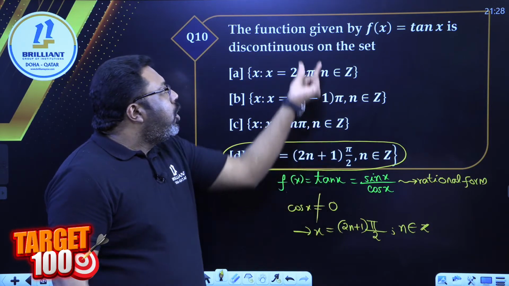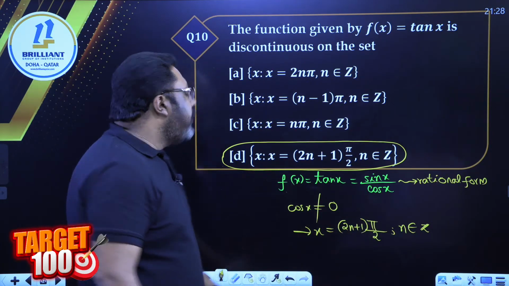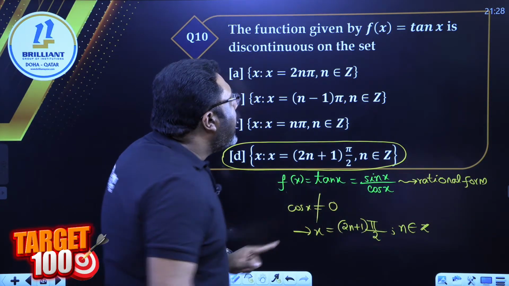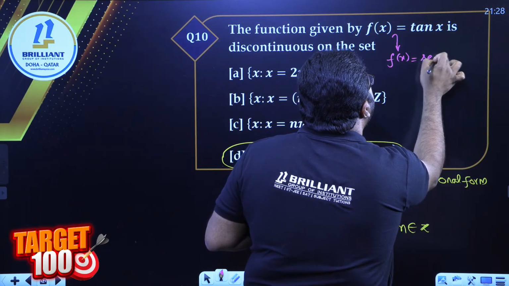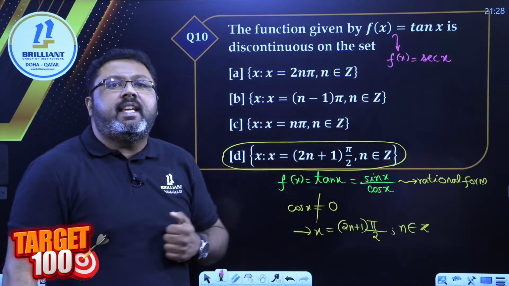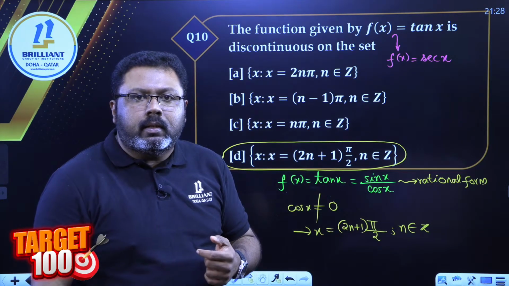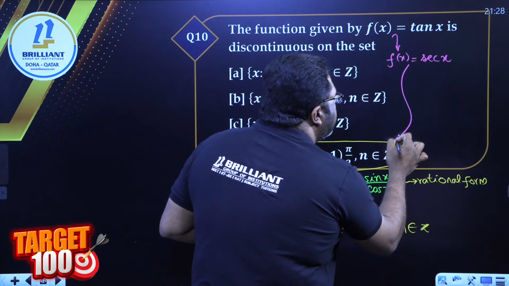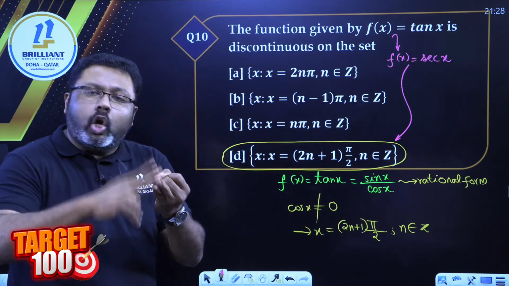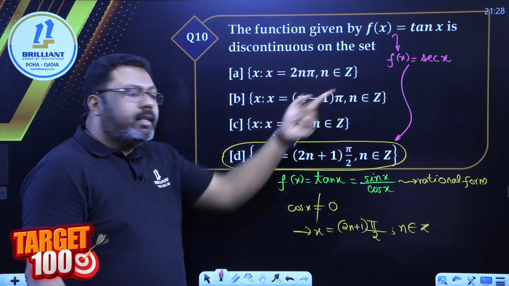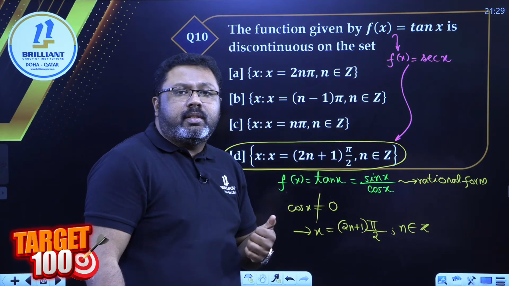The discontinuity for tan x happens when cos x becomes 0 at odd multiples of pi by 2. And I would want you to remember, along with tan x, the similar condition will come for f of x equal to sec x as well. Sec x is 1 by cos x, again a rational form, the same result. So they can ask you in the exam, sin x is continuous, cos x is continuous, but tan x is not continuous for odd multiples of pi by 2, and sec x also the same.